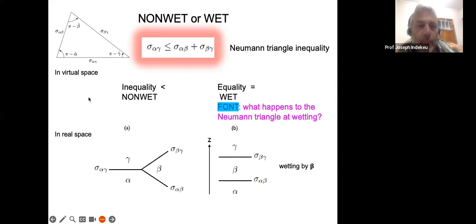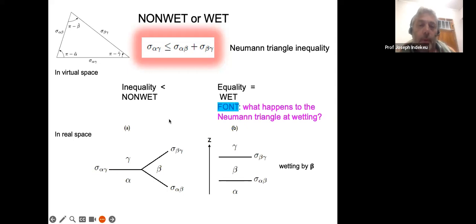And remember that in the homework you're going to do, you're going to prove that the Neumann triangle is equivalent to mechanical equilibrium of the three-phase contact line. So the existence of the Neumann triangle guarantees genuine equilibrium three-phase contact. But if you have genuine equilibrium three-phase contact, the situation is the non-wet situation, where in real space, the three phases meet at a line of common contact, and so do their mutual interfaces.